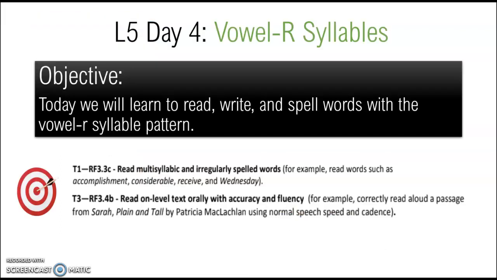So our objective for today is to learn to read, write, and spell words with the vowel R syllable pattern. The reason why we do this is to help us practice reading multisyllabic and irregularly spelled words, and to also make sure that we are able to read on-level text orally with accuracy and fluency.